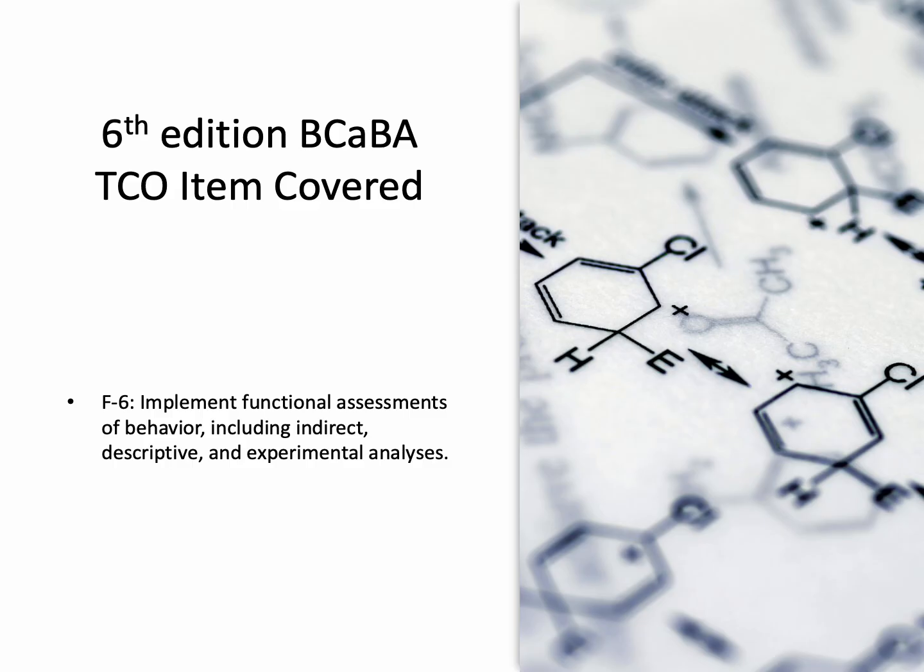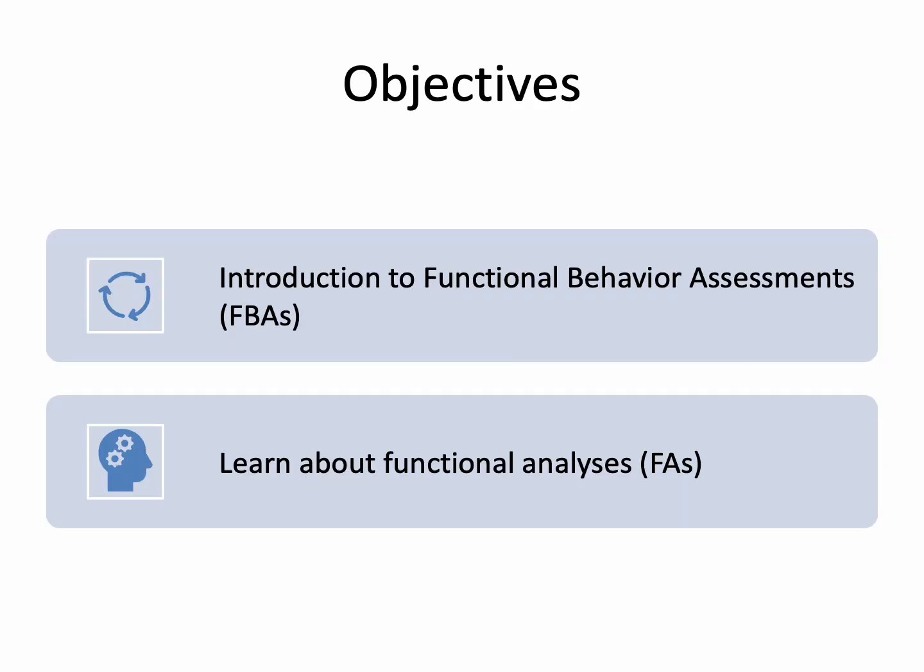So the TCO items that we'll be covering in today's lecture will be F6, which is to implement functional assessment of behavior, including indirect, descriptive, and experimental analyses. The objectives, as I just mentioned earlier, for today's lecture are to introduce functional behavior assessment and to learn about functional analyses. I do want to mention that in today's lecture, it's mostly going to be an overview. You'll learn a little bit about each of these types of assessments, but there's much more that goes into them, and so you'll learn about that in another course.